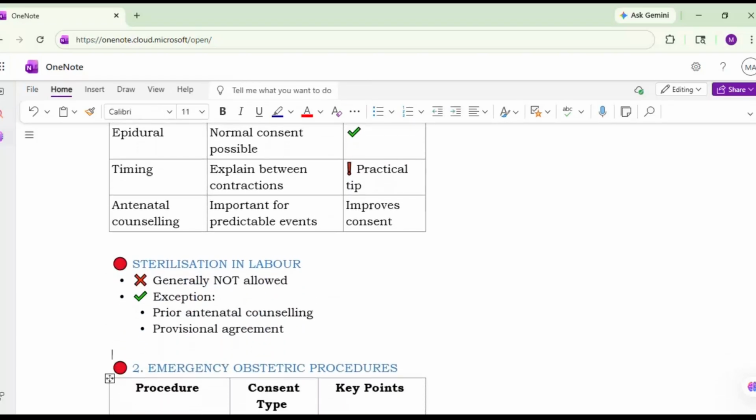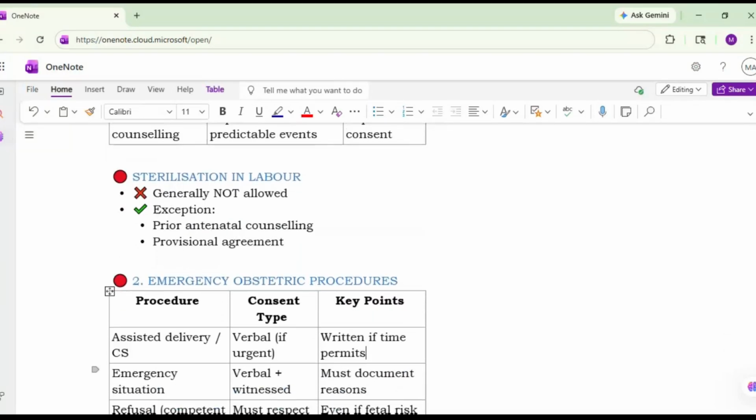As far as sterilization during labor is concerned, like along with LSCS, generally it is not allowed. The exception is prior antenatal counseling and provisional agreement. So the consent we have to discuss at least 2 weeks before the labor. That much cooling period we have to give to the patient.